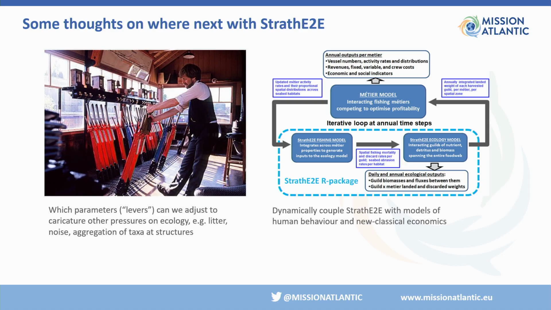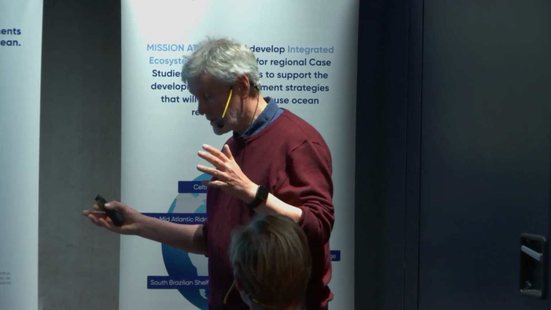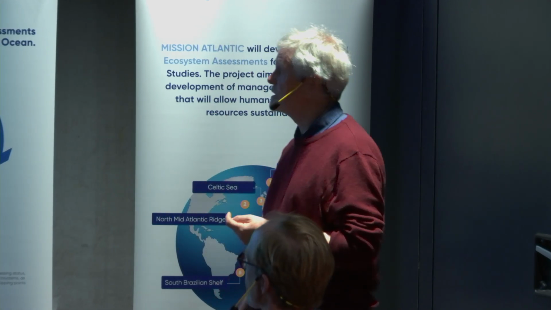And I think there are ways that you can treat the parameters of the model, the parameters of the uptake function between prey concentration and predator consumption in the model, as levers that you can adjust to caricature the effects of these pressures on the ecology, such as litter and noise and aggregation of taxa around structures, which disturb the way that, in a box model, predators perceive their prey concentration.